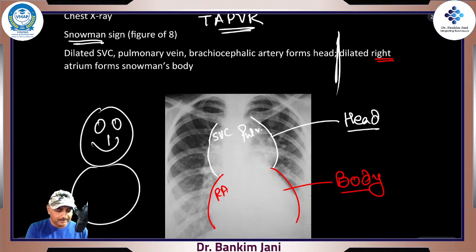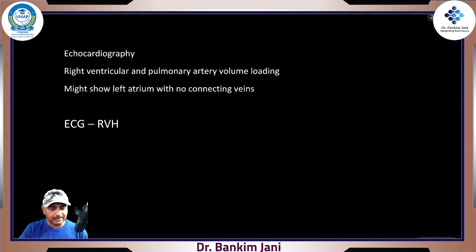So when such a double thing is seen, it is like a spot diagnosis. That is, we are looking at TAPVR, total anomalous pulmonary venous return. So over here, there is right ventricle and pulmonary artery volume loading. So this might show left atrium with no connecting veins.